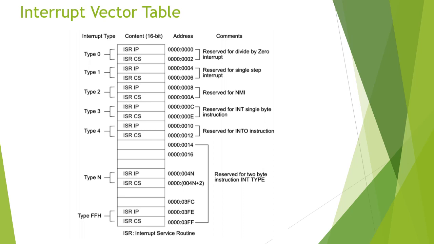Then you have type 1, which is given by its own CS and IP combination. So what is the significance of this code segment and IP? You will be taken to the location where the code is residing to handle a type 0 interrupt. This CS and IP combination will take you to the location where the code to handle a type 1 interrupt is residing. So these are all pointers to the various interrupt service routines.